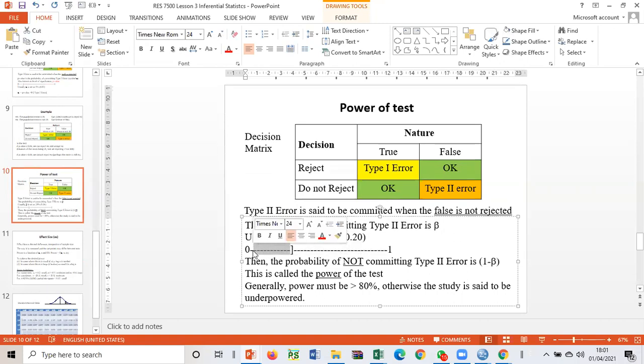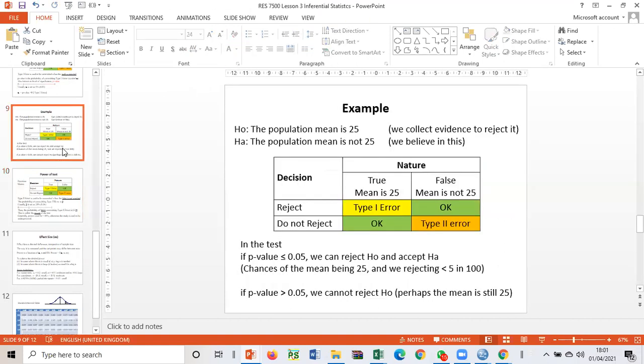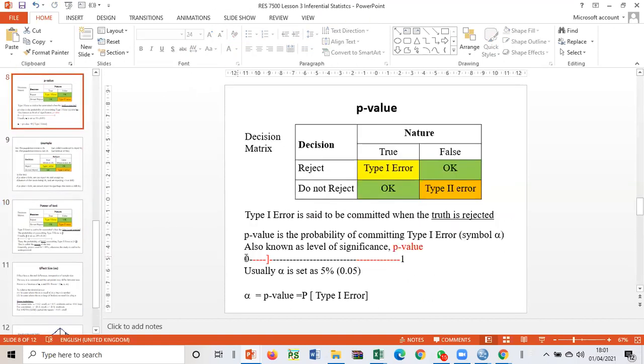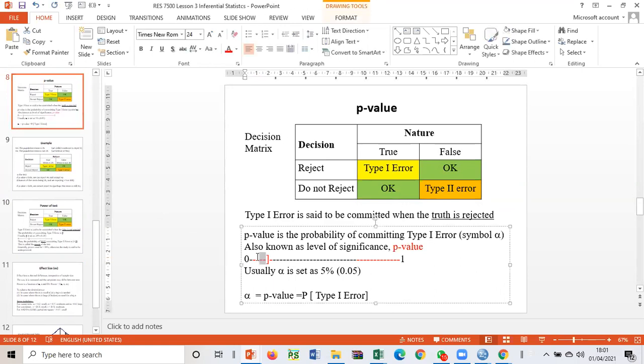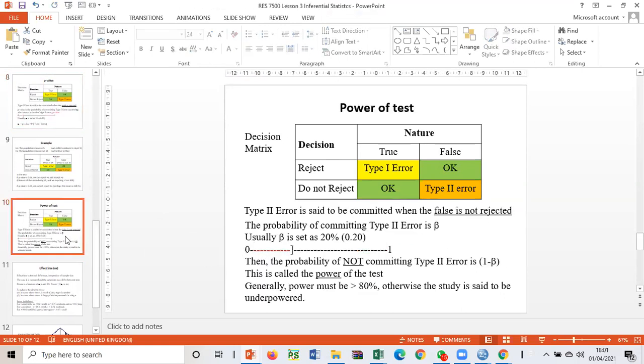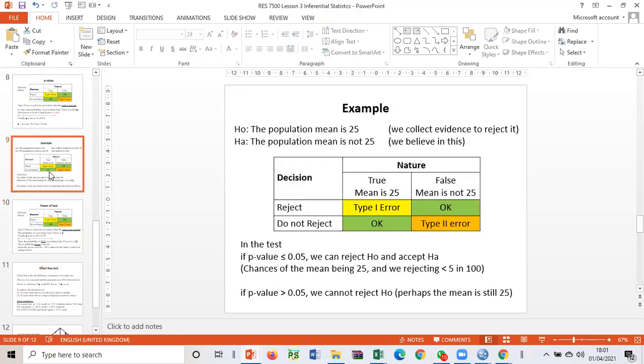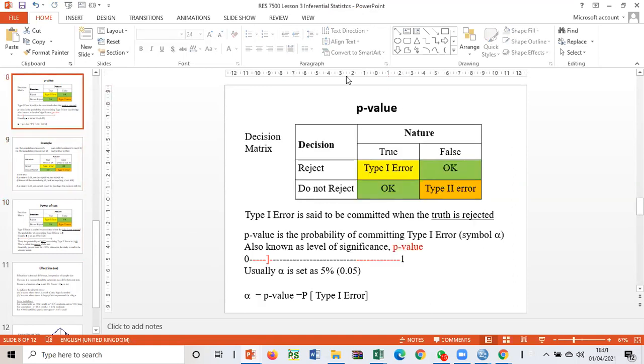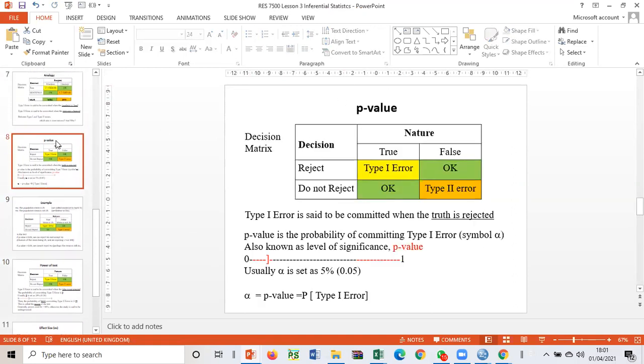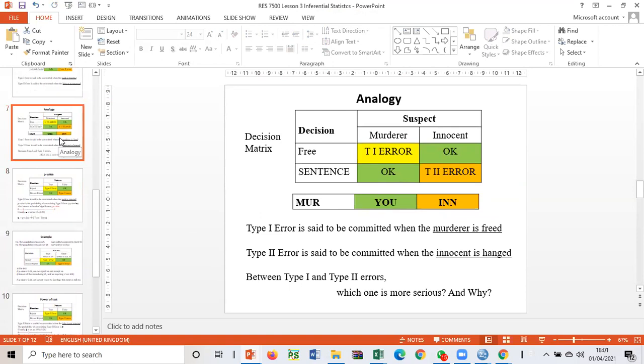So which one you're considering to be more serious? Type 1 error. You're taking type 1 error to be more serious, right? Very small. Whereas type 2 error, a bit more lenient, right? Okay, let's take type 1, type 2 error in terms of this murder and innocent case, all right?